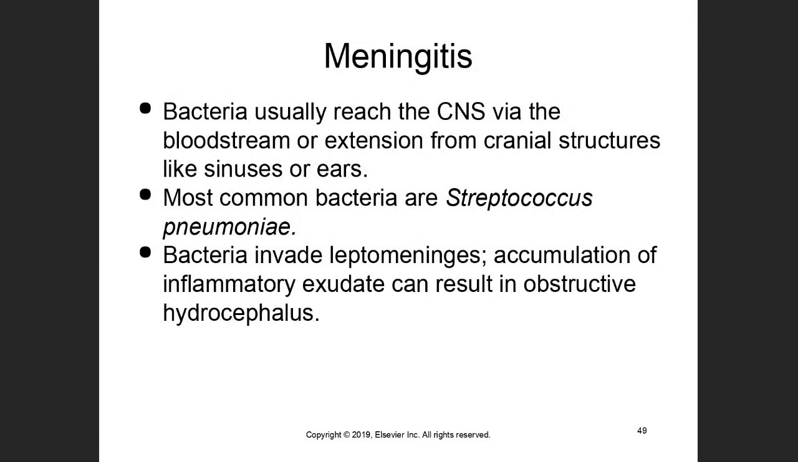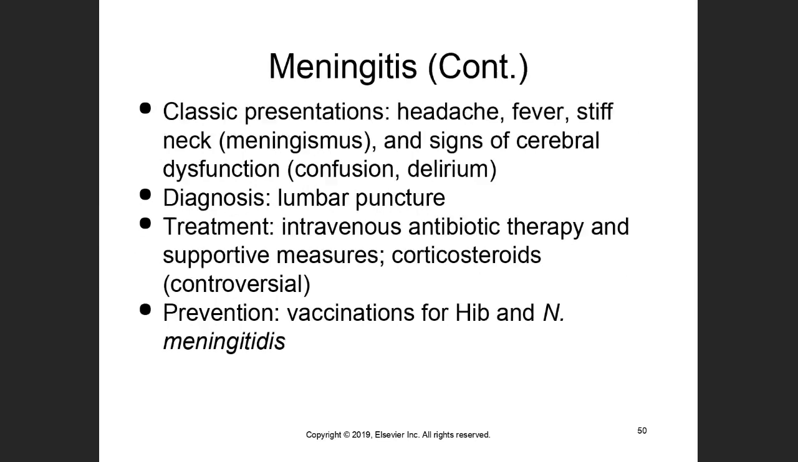Meningitis: bacteria usually reach the CNS via the bloodstream or extension from cranial structures like the sinus or ears. The most common bacteria are Streptococcus pneumoniae. Bacteria invade the meninges, and accumulation of inflammatory exudate can result in obstructive hydrocephalus. Meningitis classic presentation: headache, fever, neck stiffness, that is meningismus, and signs of cerebral dysfunction, confusion, and delirium.